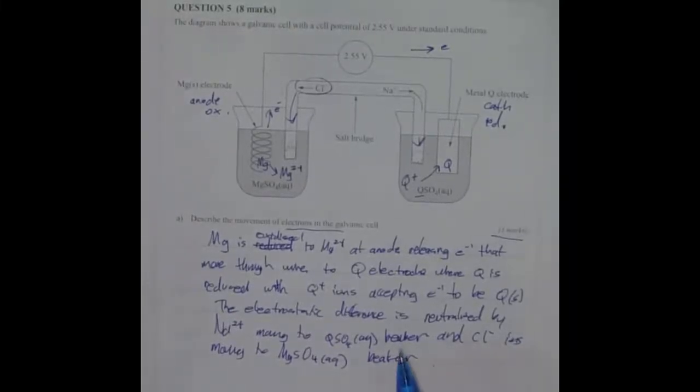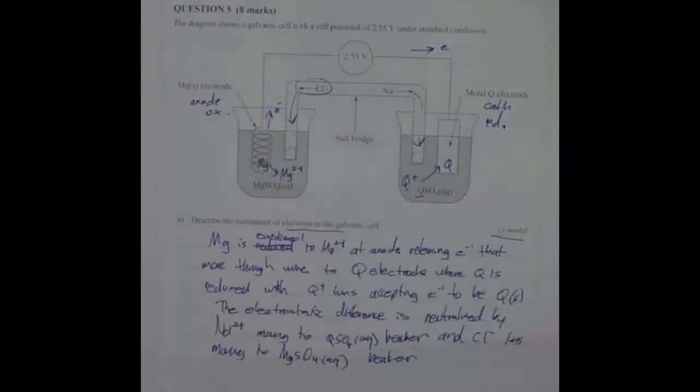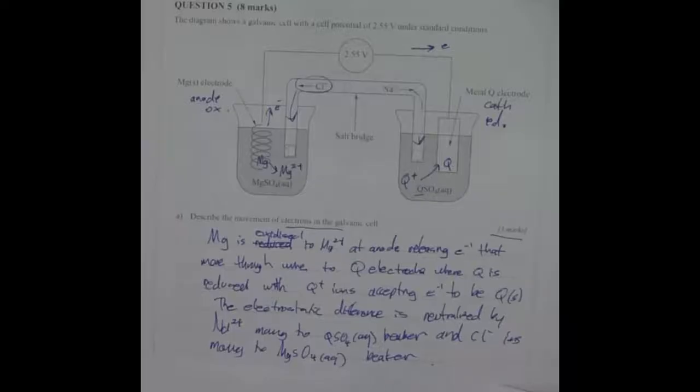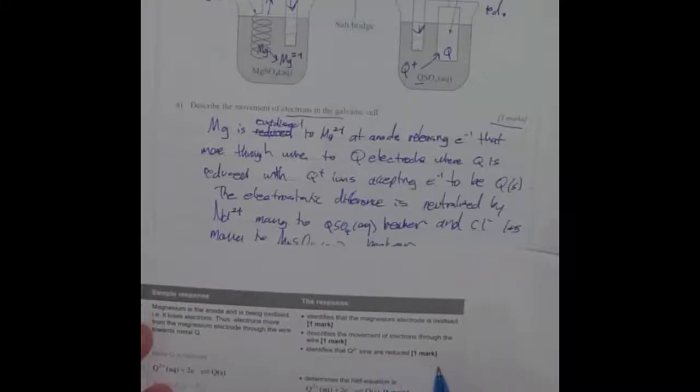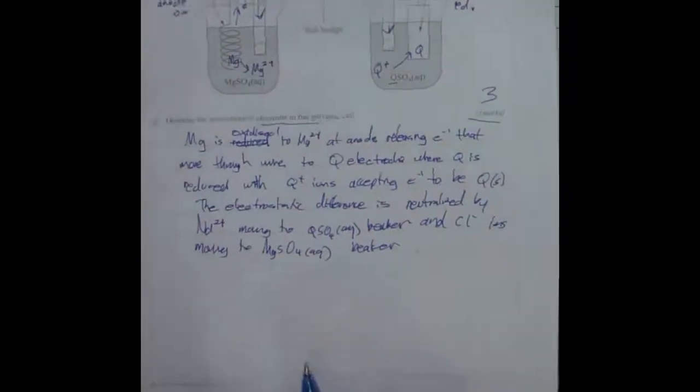I don't know why. I'd rather they ask for products of electrolysis, because I've seen the syllabus, whereas this is just room to get things wrong for silly reasons. Okay, identifies magnesium electrode is oxidized, movement of electrons through the wire, as Q ions are reduced. Well, I said all those and a lot more, and I'm not happy about it because I don't think it's proper chemistry.